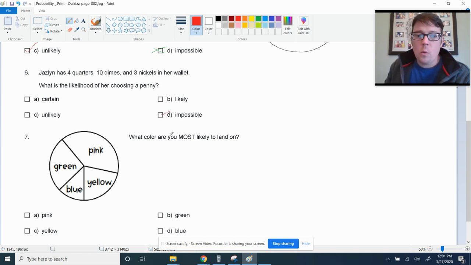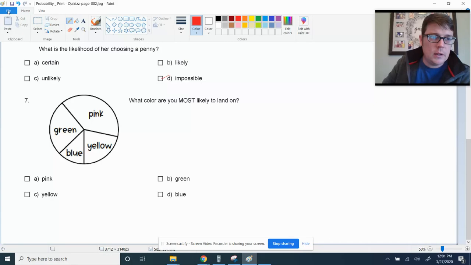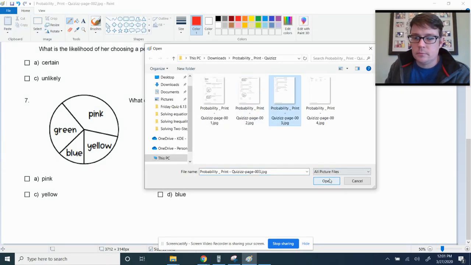Number 7. What color are you most likely to land on? Well, which color has the largest area here? Most likely, looks like pink. So that would be A. Easy stuff. Man, this was the easiest one. You guys should be thanking me for how easy this is.